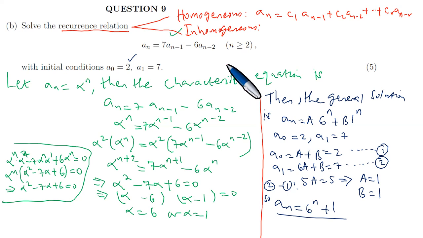Now, what about the inhomogeneous? The inhomogeneous has its own slightly different method that we use. So the inhomogeneous would be of the form a_n is equal to c a_(n-1), but now it's not only a's, there can be something else, some function of n.